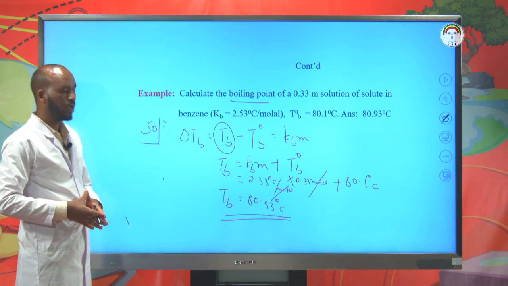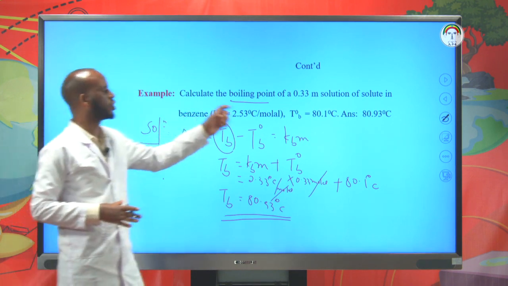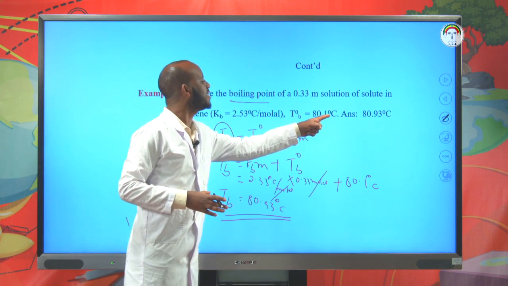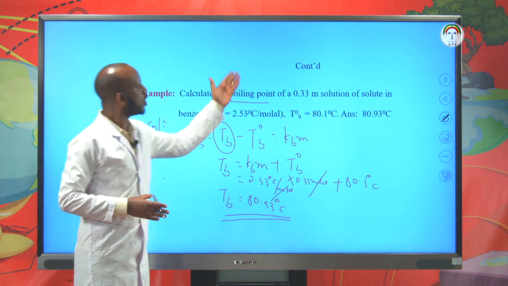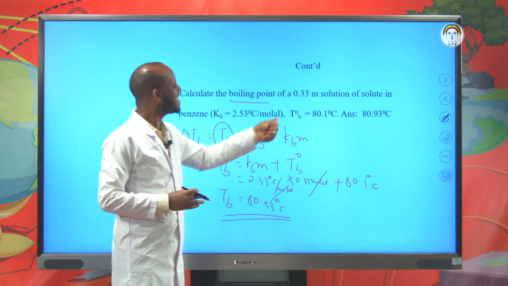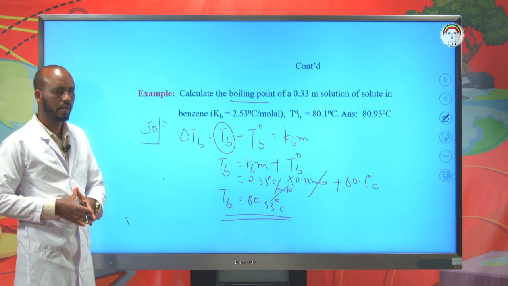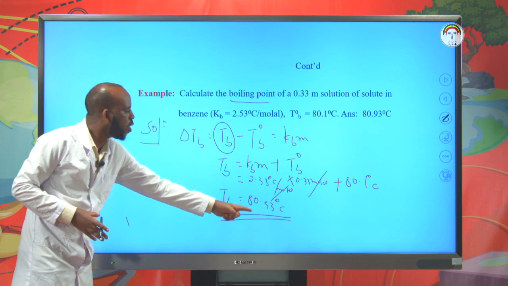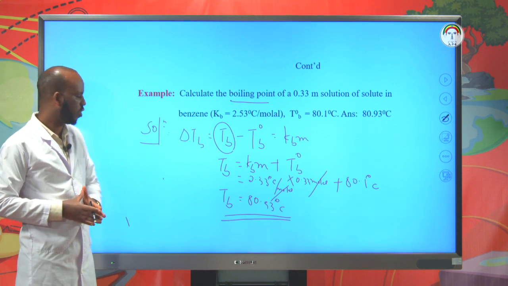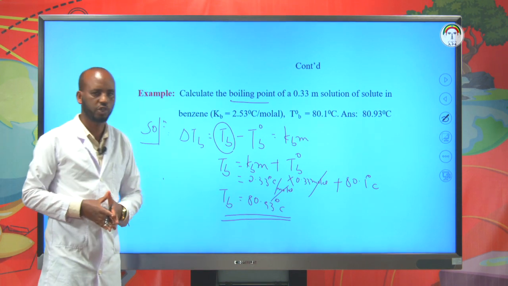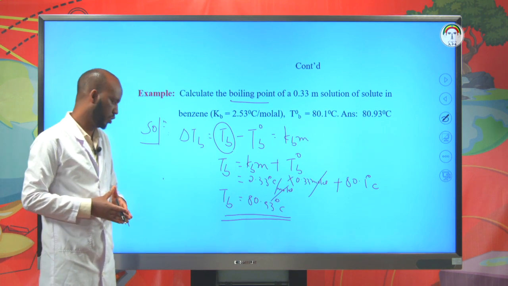You see, pure benzene alone boils at 18.1 degrees centigrade. When a solute dissolves in the solution, the boiling point of the solution elevates to 18.93 degrees centigrade. Therefore, the boiling point of a solution is greater than that of a pure solvent.